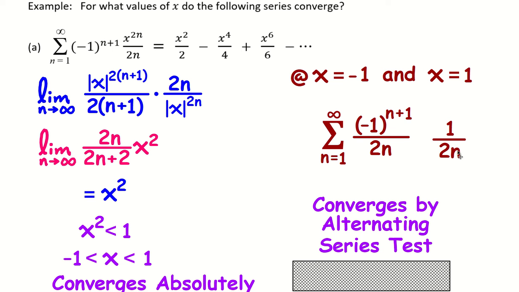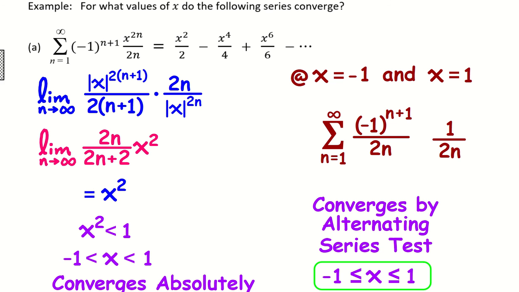So this would be the u sub n part in the alternating series test. And as long as this just keeps getting smaller and smaller and approaches 0, then it converges. So this converges by the alternating series test. Okay, so listen to this. You could say that your overall interval of convergence is this: -1 less than or equal to x, which is less than or equal to 1. This would be your overall interval of convergence.